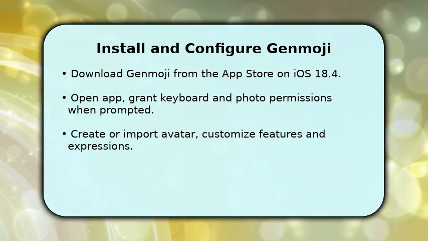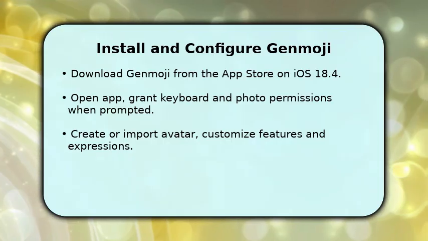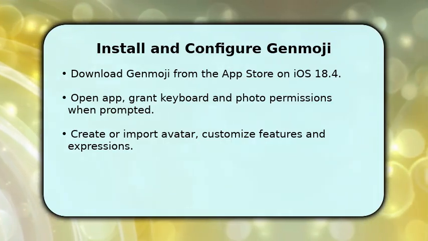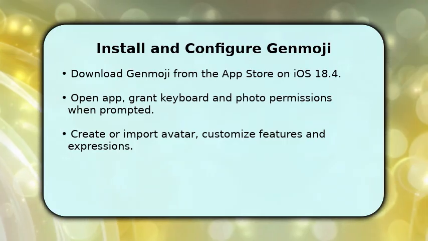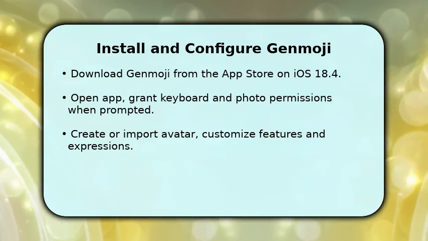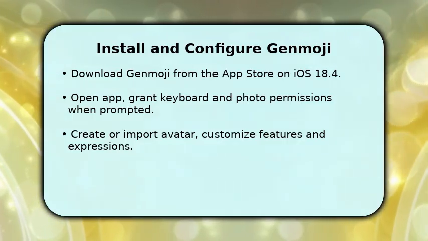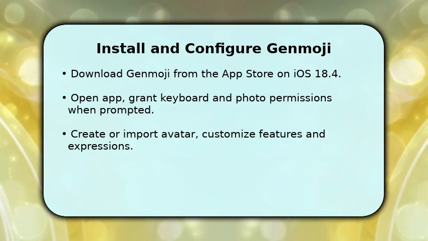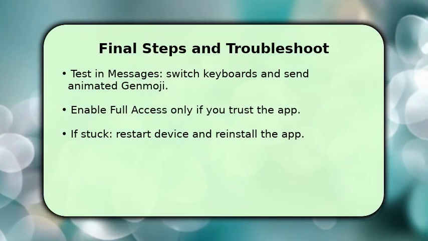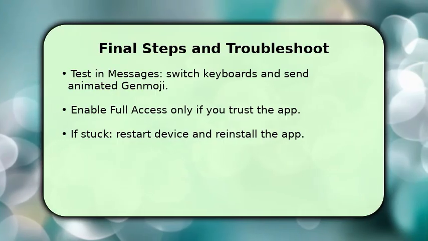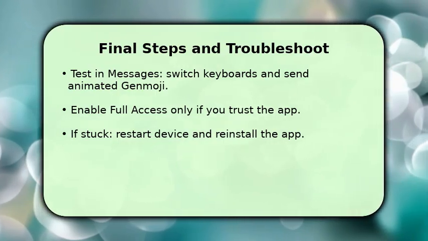Once you finish customization, add the Genmoji keyboard in Settings > General > Keyboard > Keyboards > Add New Keyboard. Finally, enable full access if you want cloud sync and extra sticker packs. Switch to the Genmoji keyboard in Messages, tap an emoji, and send a test to confirm animation and sizing.